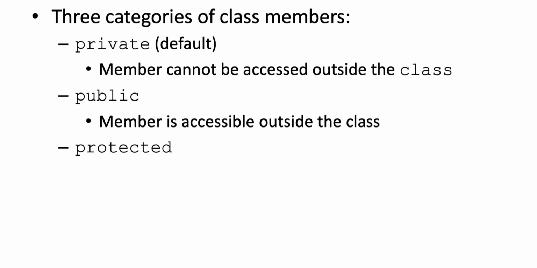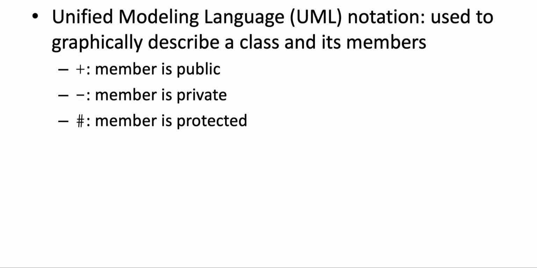There are three categories of class members. In C++, private, protected, and public are reserved words and are called member access specifiers. By default, all members of a class are private. If a member of a class is private, you cannot access it directly from outside of the class. A public member is accessible outside of the class. To make a member of a class public, you use the member access specifier public with a colon at the beginning. Very soon we're going to look at these in a code example. But before we start coding, let's talk about how to design a class.